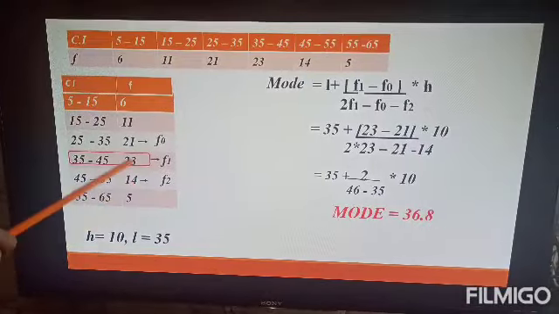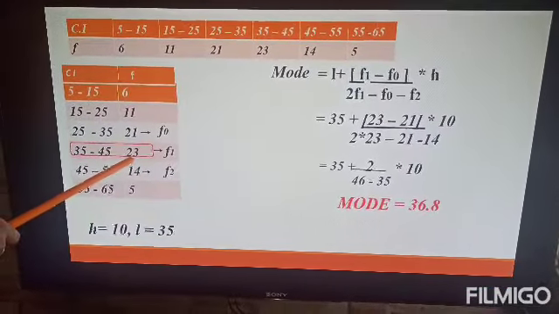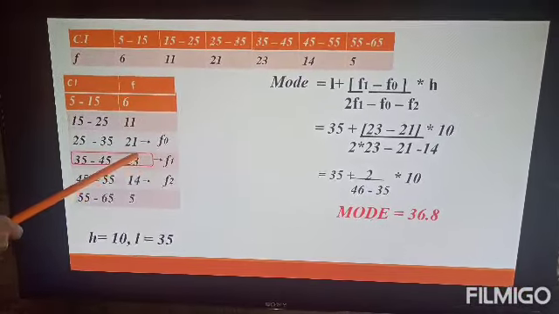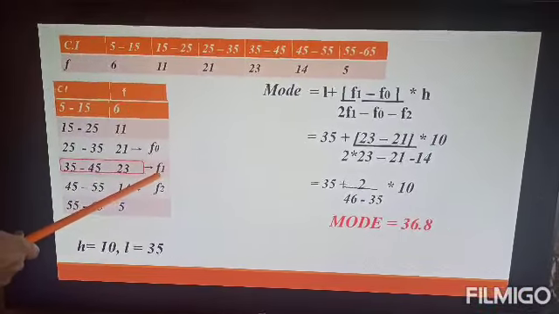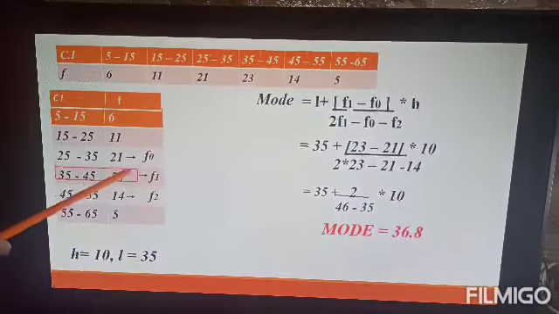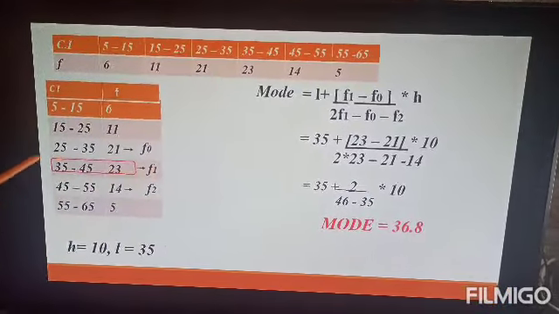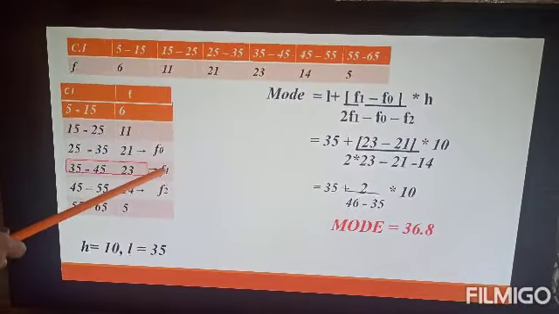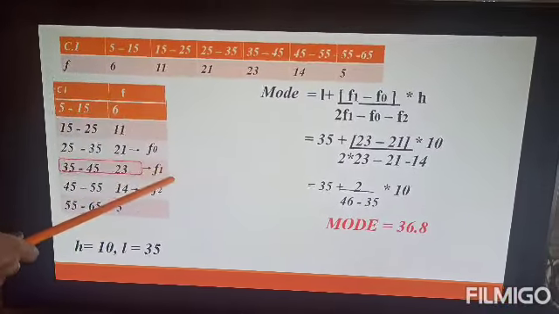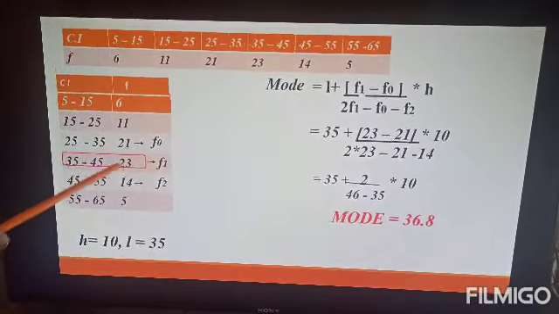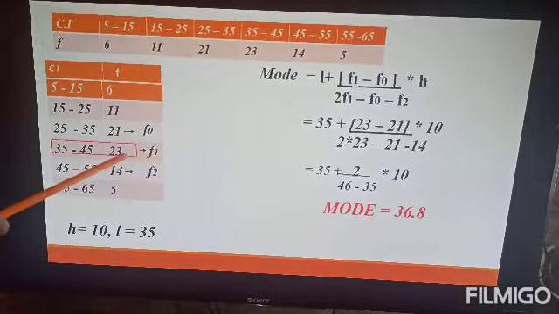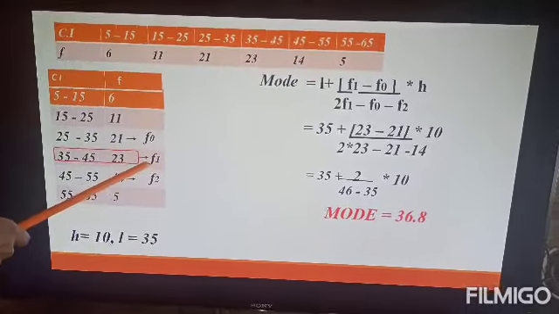14, 5. In these, which is the biggest one? 23. This is called the highest frequency. This we have to consider as F1, which is the highest frequency. Thus that class we have to consider as the modal class. In this modal class, frequency is 23, that is F1.